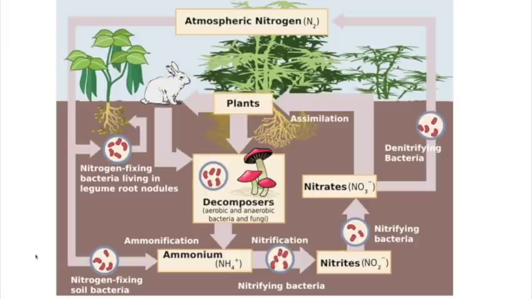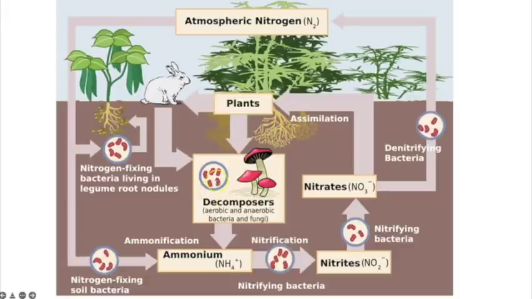Now, the decomposers will be breaking down the nitrogen containing compounds in the dead plant and animal material and in the waste produced by animals. But for A level, it's not enough to just say the dead material or waste. You have to name the nitrogen containing compounds. So the waste, you could name urea. And then in the dead plant and animal material, it would be proteins. It could be DNA as well. So you have to name the compound that the decomposers would be breaking down.